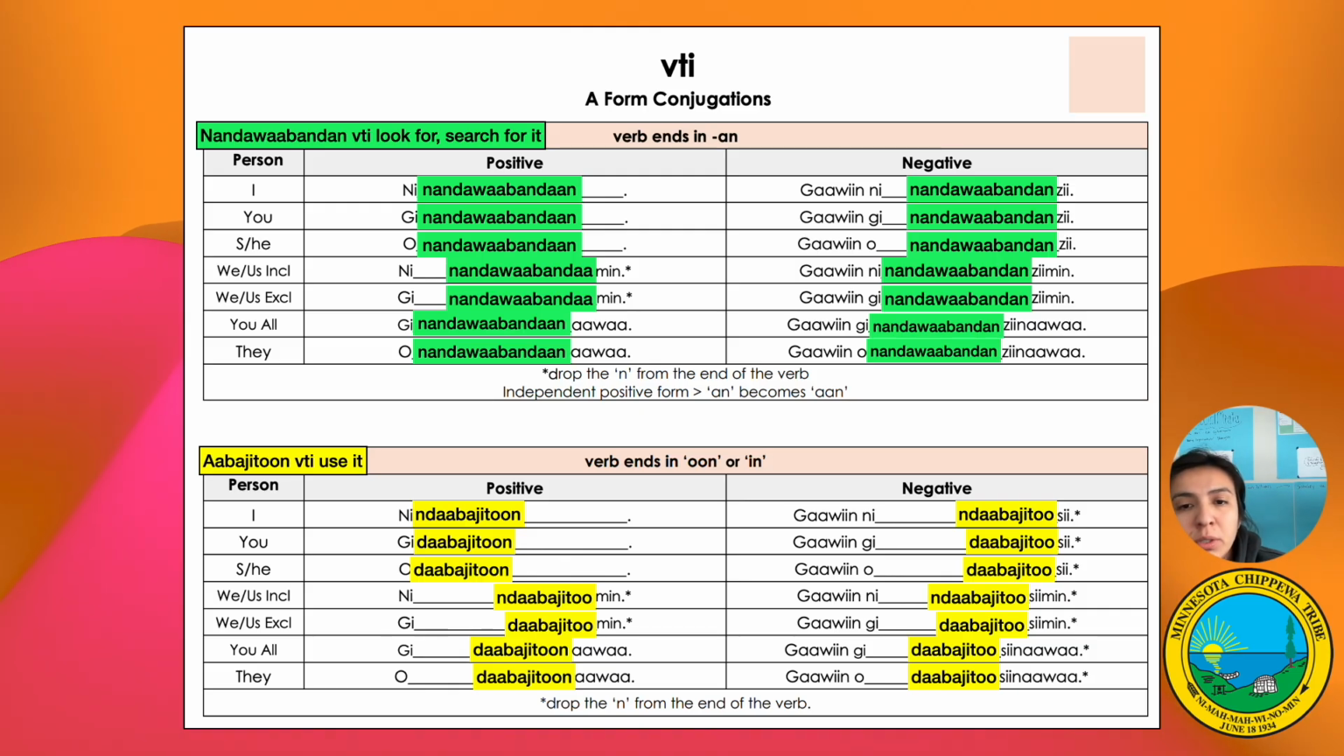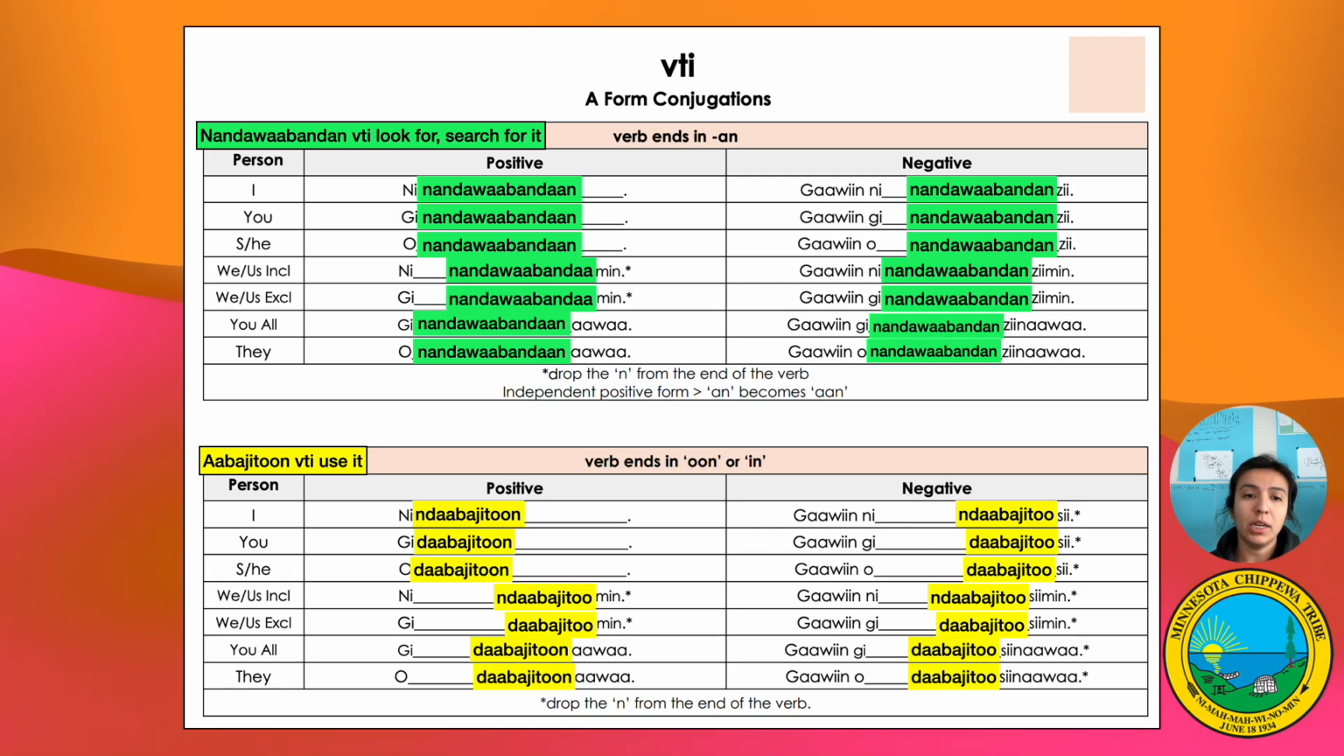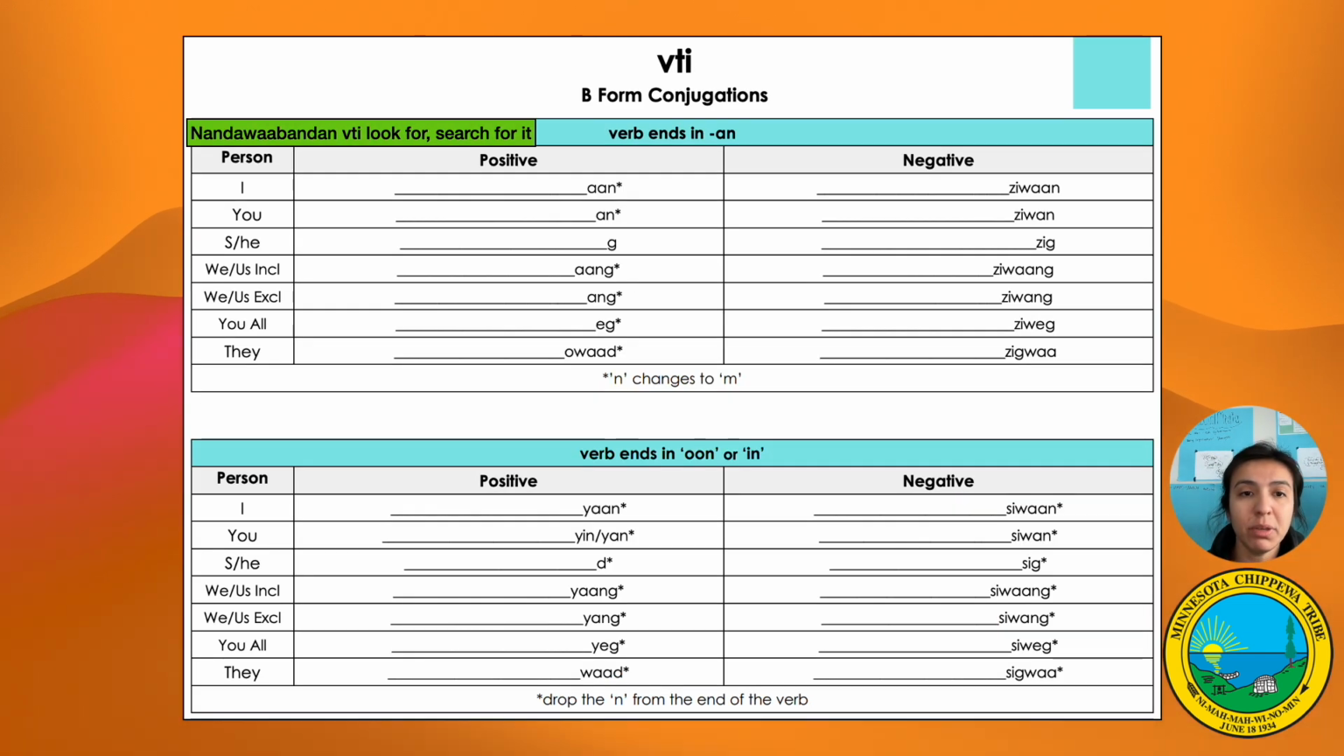See what kind of patterns you can pull from these, what you can glean for yourself in your own learning journey. For our VTI conjugations, B form, remember, it's an incomplete sentence by itself, so you would always use these with more context.